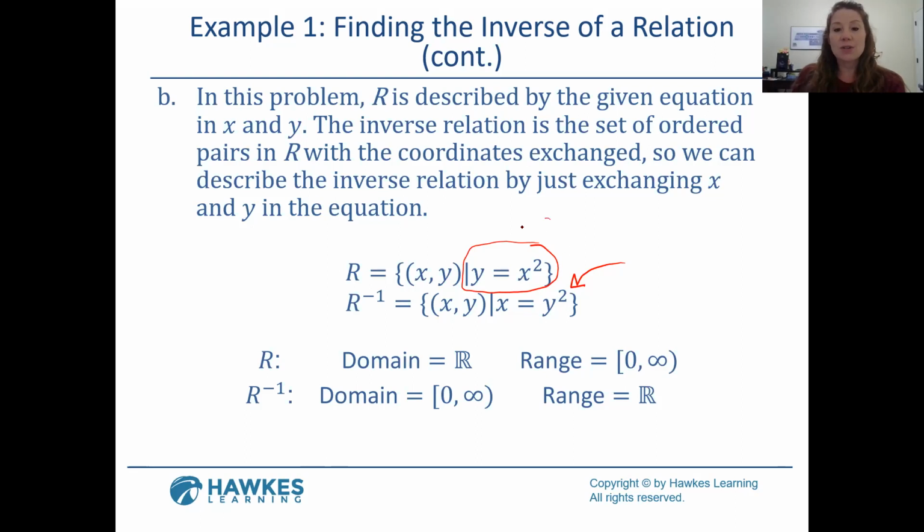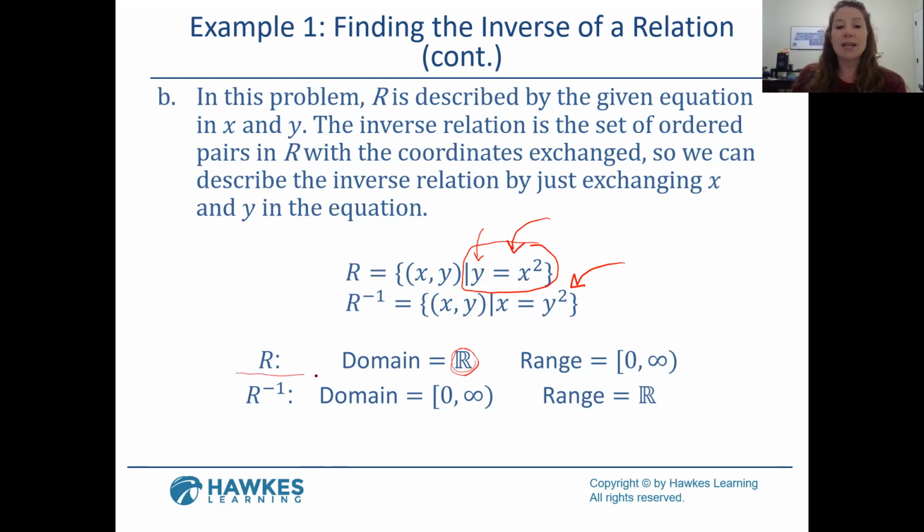So in our original equation, our domain is going to be any real number, any real number we could plug in for x. And then the range is going to be from 0 to infinity, because anytime you square a number, you're going to get a positive answer. So we couldn't have an answer less than 0. 0 is the smallest y value we would have.